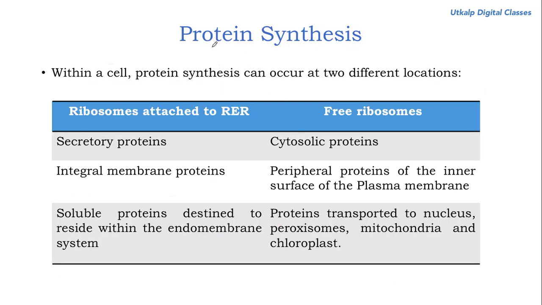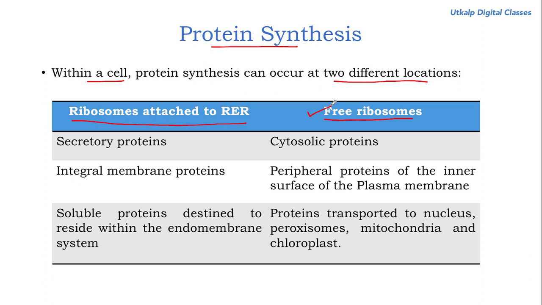Coming to protein synthesis, within a cell, protein can be synthesized at two different locations. What are these locations? One is the ribosomes attached to the RER, and the other is the free ribosomes suspended in the cytoplasm. Now, what all proteins will be synthesized on the ribosomes attached to RER, and what all proteins will be synthesized on the free ribosomes?